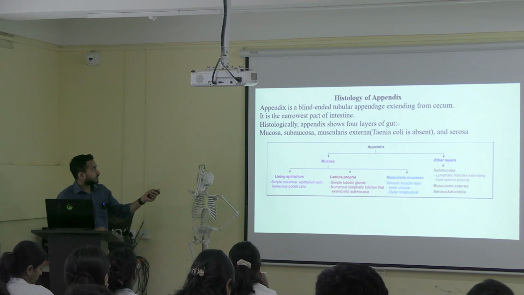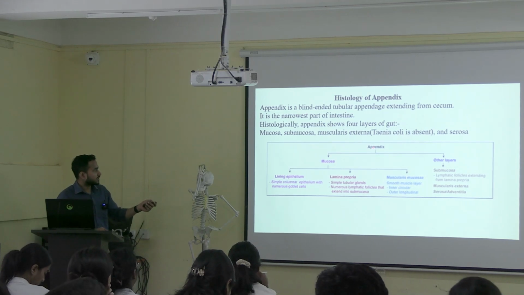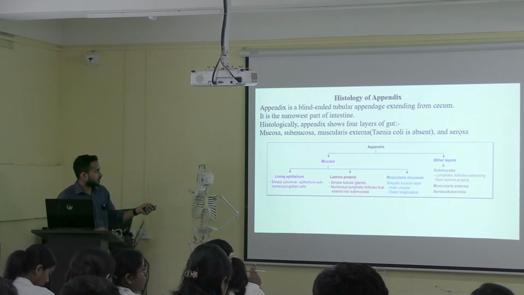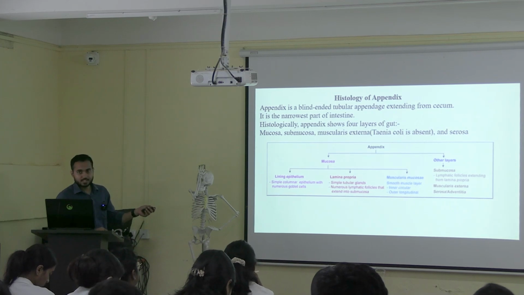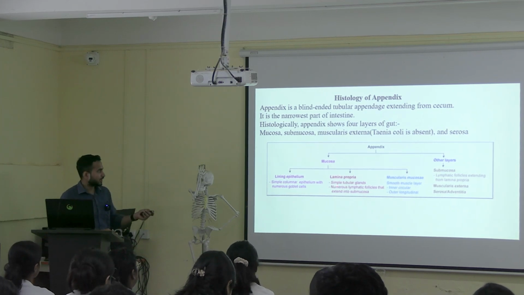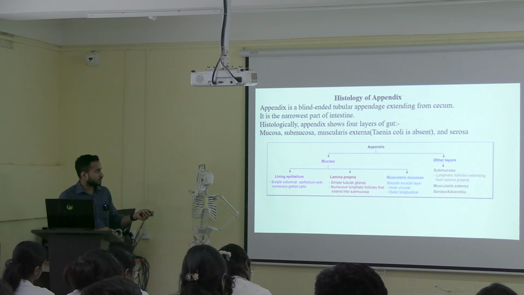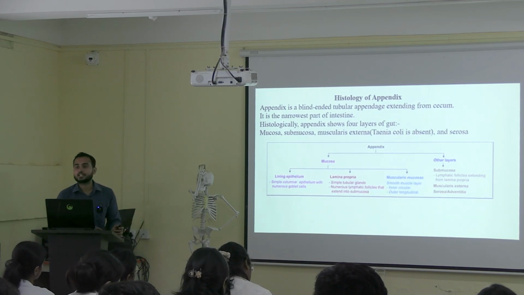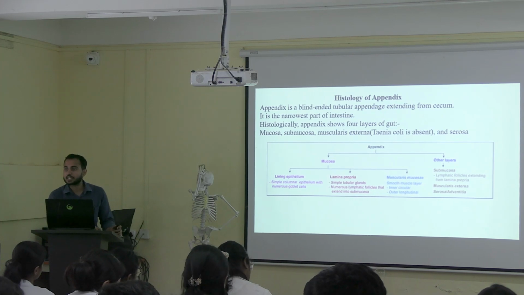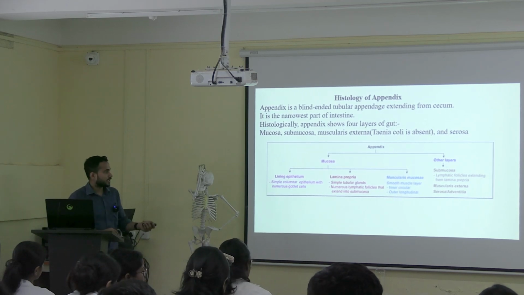See, everything is same. In case of appendix, mucosa, lining epithelium, simple columnar epithelium, numerous goblet cells are there, striated border, lamina propria, differences in the lamina propria. If you see the lamina propria, simple tubular glands are there, the intestinal glands, along with that numerous lymphatic follicles are there, which extend into the submucosa, just like the ileum. Okay, so here we don't call it Peyer's patches.